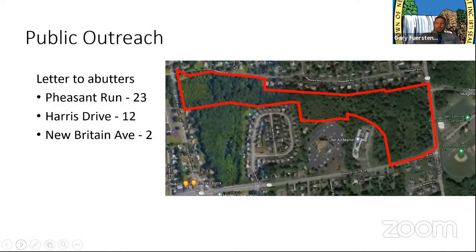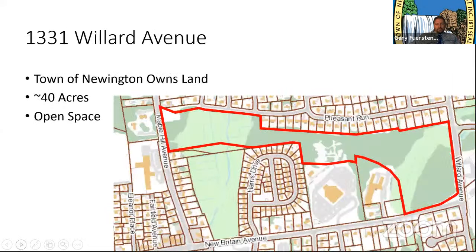For the public outreach for this meeting, I sent letters to all the properties that abut the corridor and the work zone. That is 23 residents on Pheasant Run, 12 residents on Harris Drive, and 2 businesses down here on New Britain Avenue. Next slide. The parcel we're talking about is referred to as 1331 Willard Avenue. It is owned by the town of Newington, and has been for about 19 years now. It's about 40 acres in size, and it's zoned open space. Next.